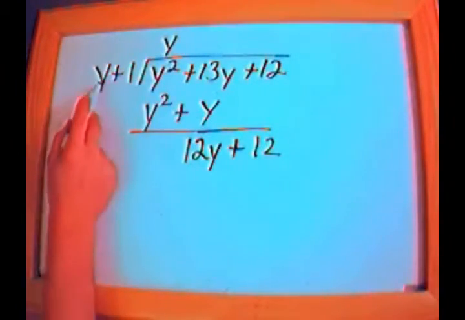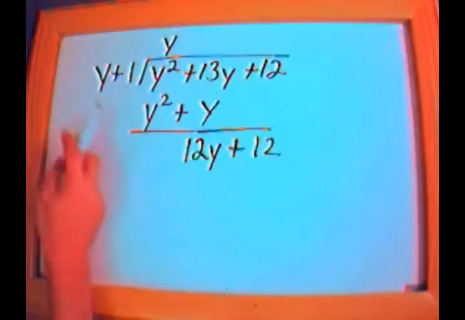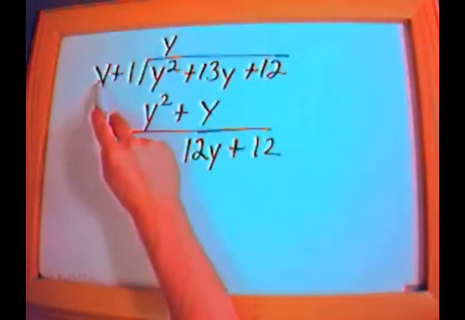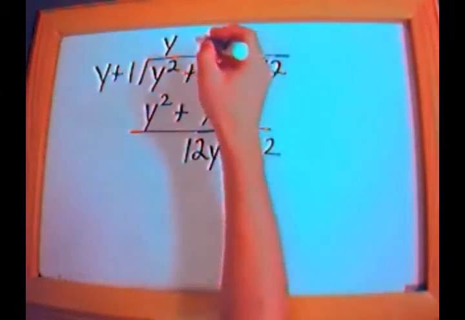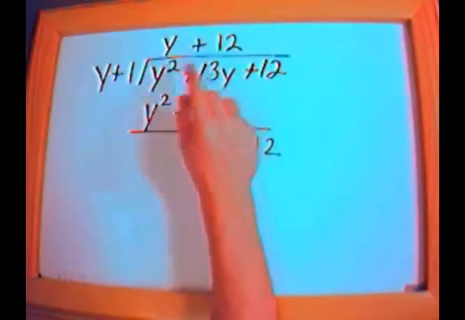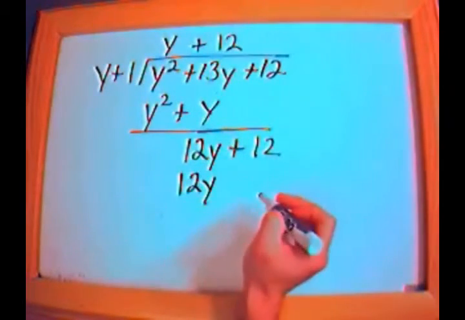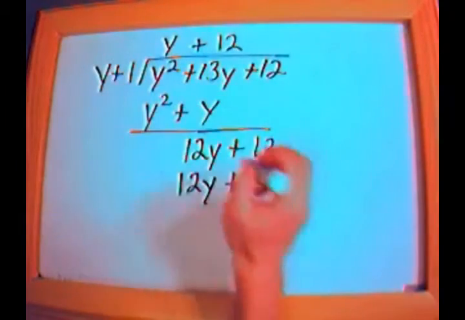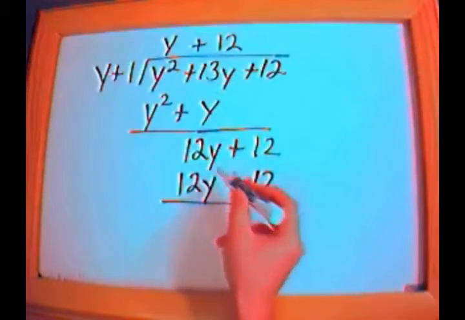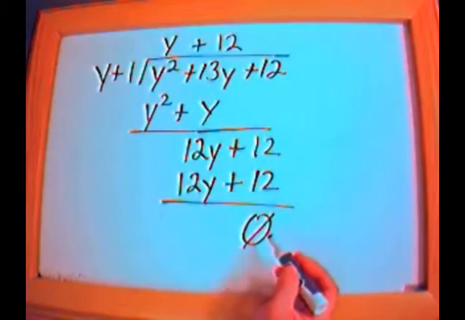Now I have something new. I need to figure out how many times y plus 1 goes into 12y plus 12. So what I do is I first say, how many times can y go into 12y? The answer is 12. I can do that by multiplying the next term. 12 times y is 12y, plus 12 times 1 is 12. Draw my line and subtract, and of course it's the same term. 12y minus 12y is 0, and 12 minus 12 is 0, so this is a 0.